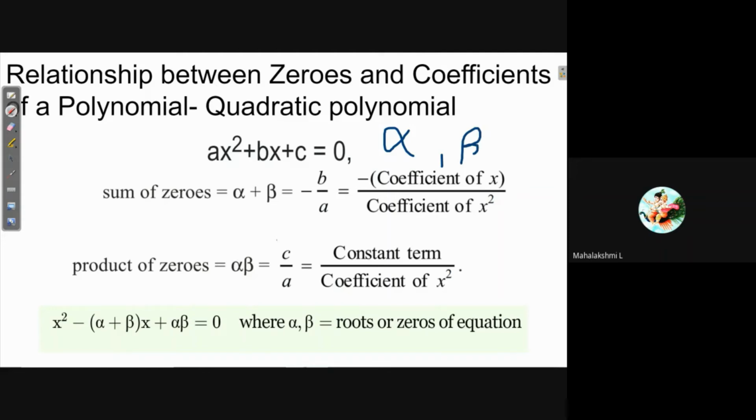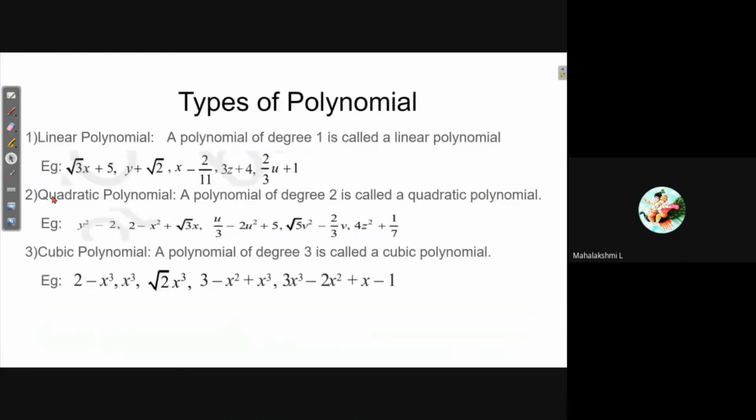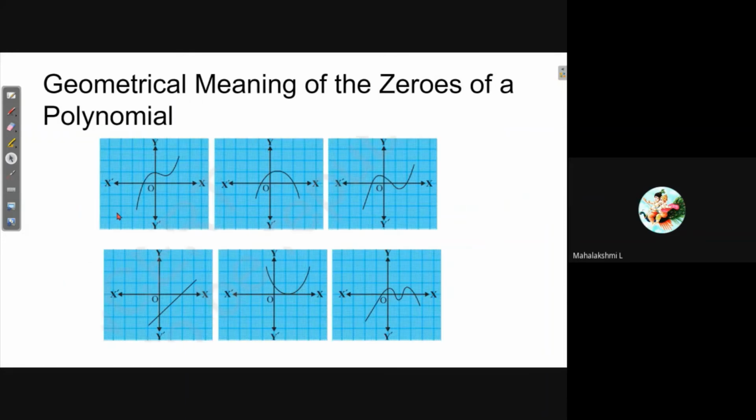I forgot to mention one thing. I'm so sorry. We know there are three types of polynomials: linear, quadratic, cubic. I have to remember one thing. A linear polynomial will have 1 zero. A quadratic will have 2 zeros. A cubic will have 3 zeros. Remember this point also: a linear polynomial is degree 1 and has only 1 zero. A cubic polynomial, degree 3, has 3 zeros. A quadratic polynomial, degree 2, has 2 zeros. Please remember this concept well.